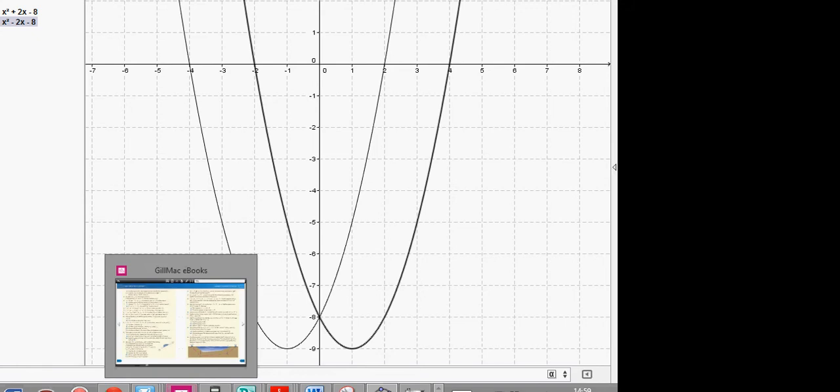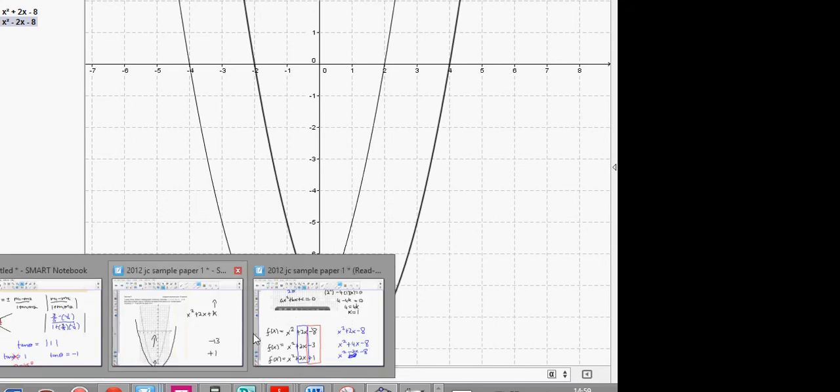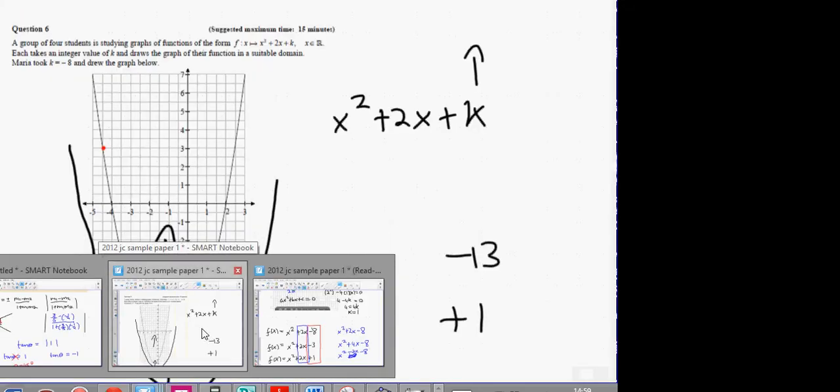Guys, you don't even have to remember this. All you have to remember is how to use your calculator and how to make a quick sketch. Then you can figure it out. Okay guys, back to the questions now.